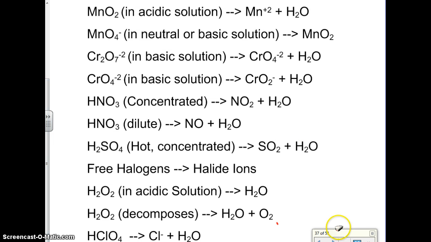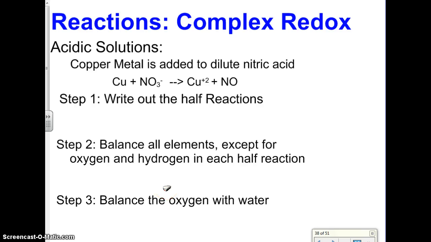So let's go through, look at our rules, and practice a couple of these. Okay. So an acidic solution, and we saw this one in class, but I'm going to go ahead and do it again. Let's say we're looking at copper metal added to dilute nitric acid. First off, notice that it says acid here. So we know this is in an acidic solution.